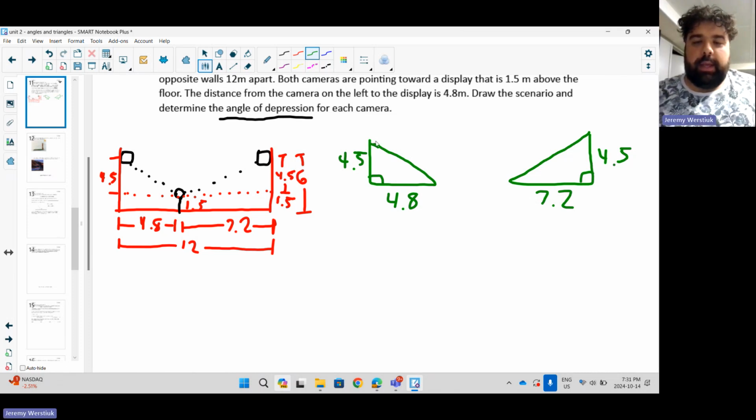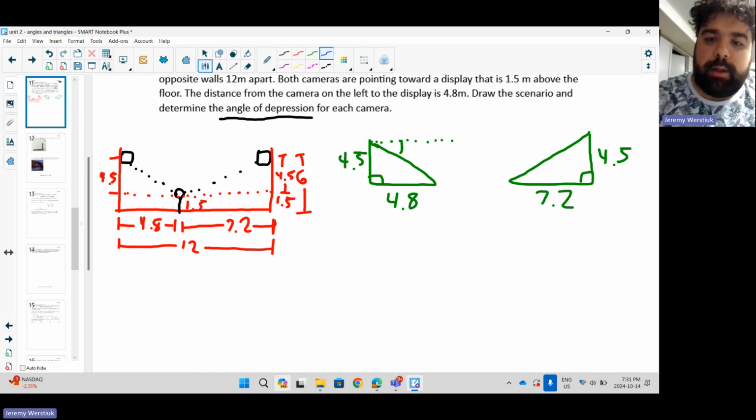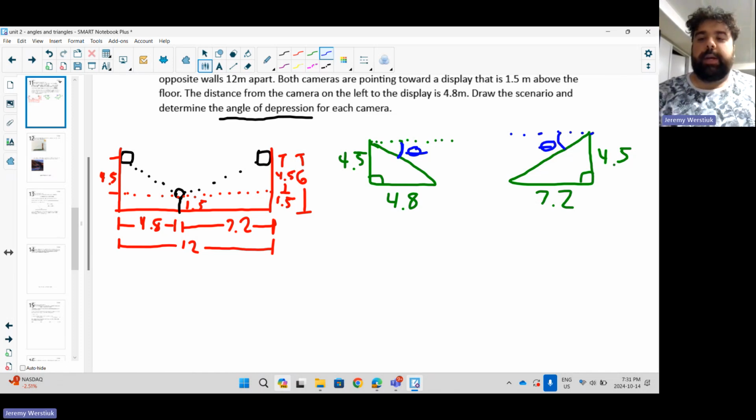So I need to figure out the angle of depression. Remember, the angle of depression is a horizontal line and the angle going down. Maybe I'll do the angle here in blue. Remember, that angle right there is my angle of depression. If I go straight out from the horizontal, that angle down here is my angle of depression. That's my theta. So how do I find out my theta?